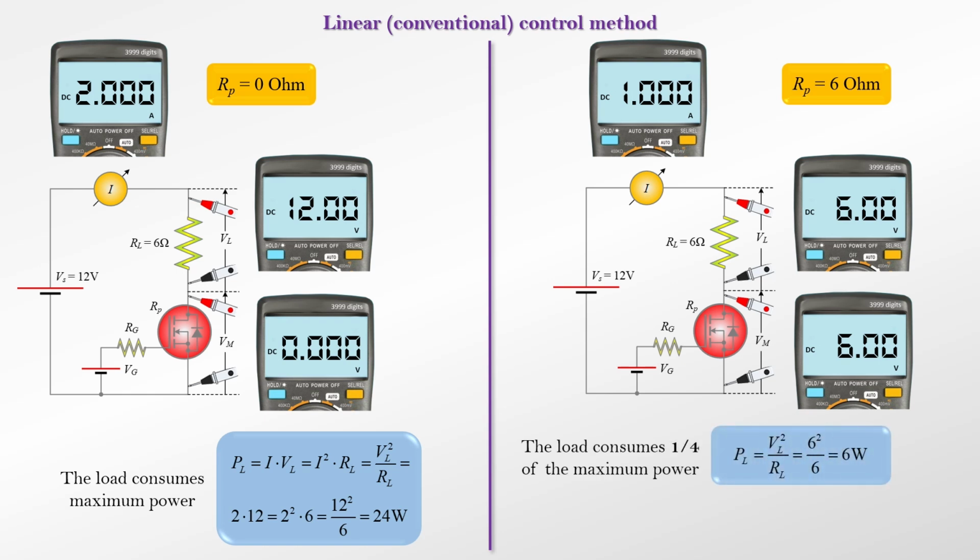The power losses in the MOSFET are also 6 watts. Therefore, the efficiency is only 50%. This means that, of the 12 watts provided by the source, only 6 watts are utilized.